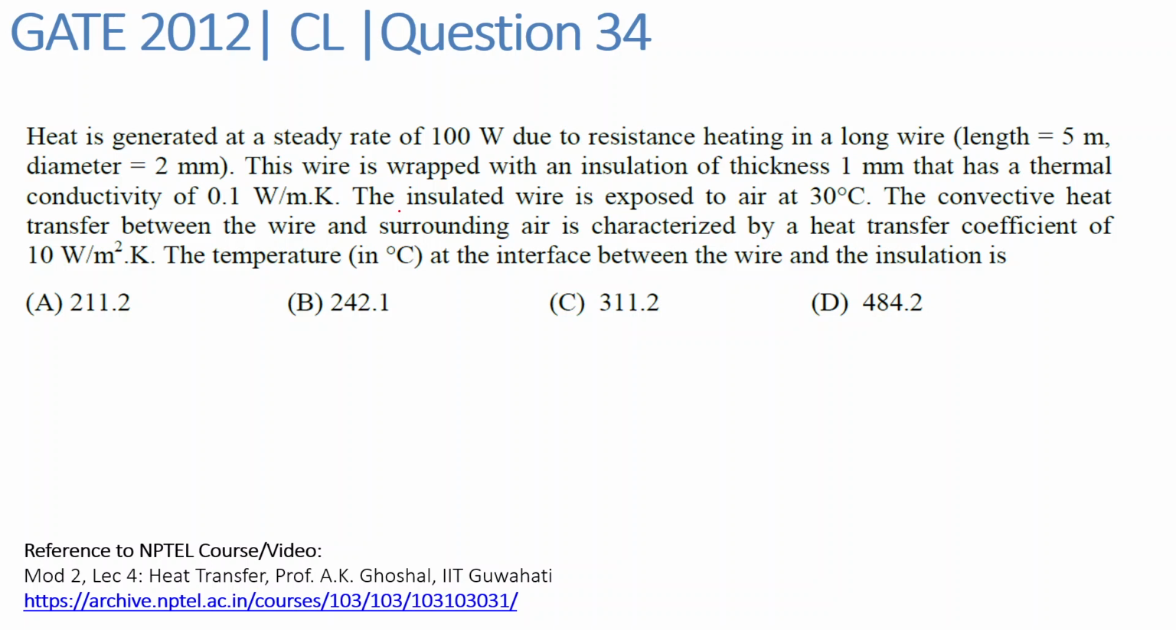The convective heat transfer between the wire and the surrounding air is characterized by the heat transfer coefficient of 10 watt per meter square Kelvin. The temperature at the interface between the wire and insulation is.